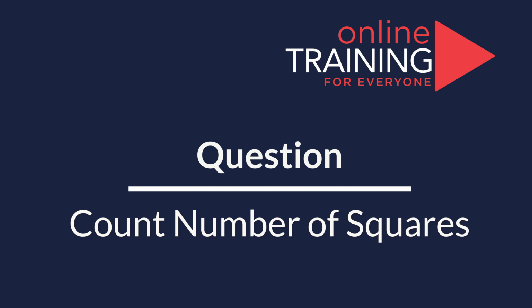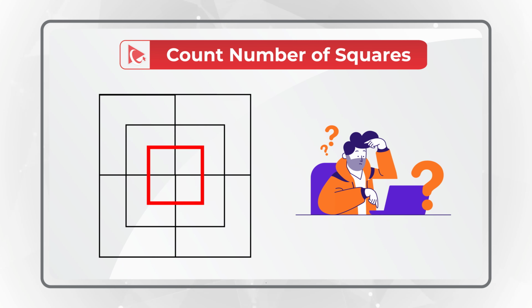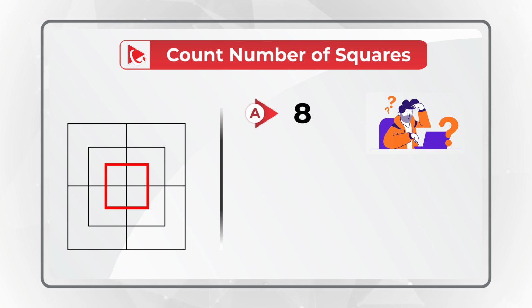Here's one of my favorite questions where you need to count the number of squares presented in the shape. You have 4 different choices. Choice A, 8. Choice B, 12. Choice C, 15 squares.